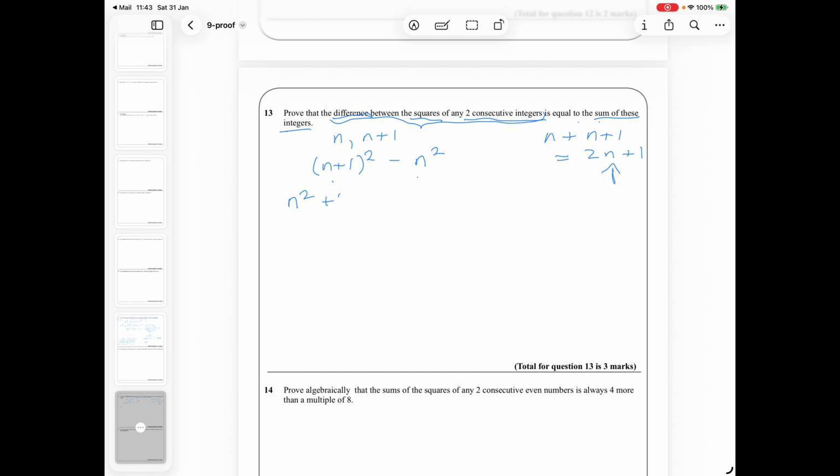Now, we already know what (n plus 1) squared is because we just did it a minute ago. So it's n squared plus 2n plus 1. And now we're going to be taking away n squared, which is the second thing. And we cancel those out, and we get 2n plus 1, which is the sum of the integers, which is just there, which is marvellous. And that is how you do slightly more complicated, but not too complicated, proofs.